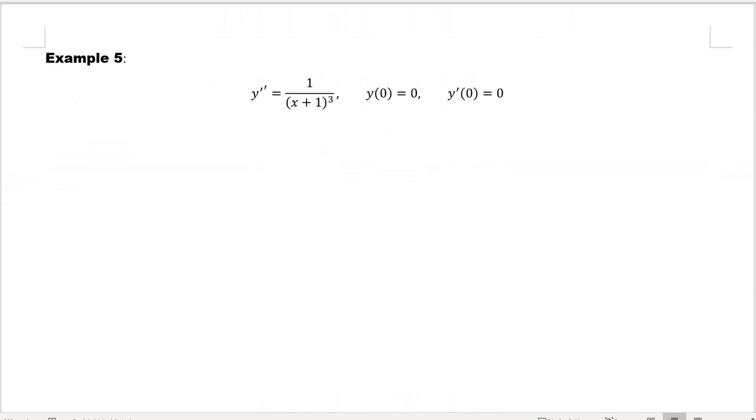Here we have y double prime equals 1 over x plus 1 cubed. This is a second derivative. What do we do? Well, this is the same as d of dy dx. First we want to integrate it one time. If we integrate this one time, we will get dy dx.